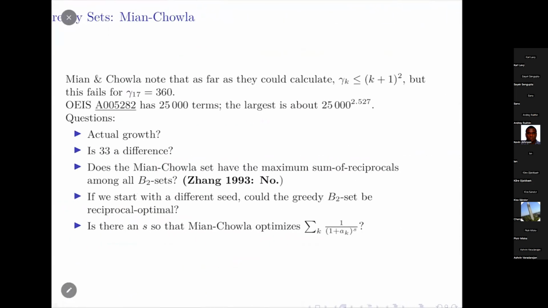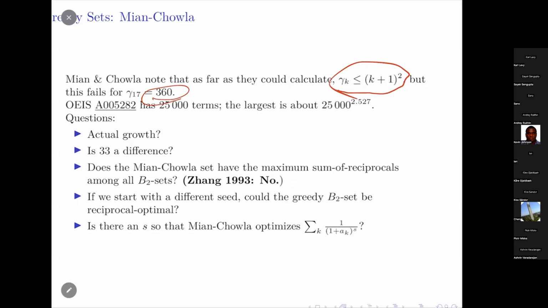But it's a 2-page paper. They define this greedy algorithm. They ask some questions, and there's no actual theorem. One of the things that they observe is that the kth element is at most (k+1) squared, in this notation where I've got gamma 0 being 0 and gamma 1 being 1. But that fails at 360, right? So they didn't have more than a dozen or so elements of the greedy sequence even.